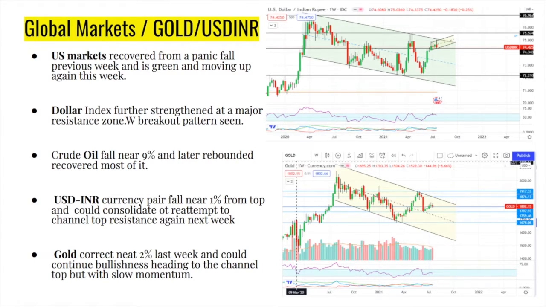When the dollar is strengthening, there is a breakout W pattern on the weekly basis that could happen. Now crude oil had fallen earlier this week, but recovered everything and bounced up again, which is not good for the economy in general. Right? Now the USD INR currency pair is consolidating and facing some kind of resistance. It did a 1% fall after going very close to the channel top. So what is on the top is the USD INR. You can see it's almost near the channel top and then consolidating and resisting, so it can continue to do that.